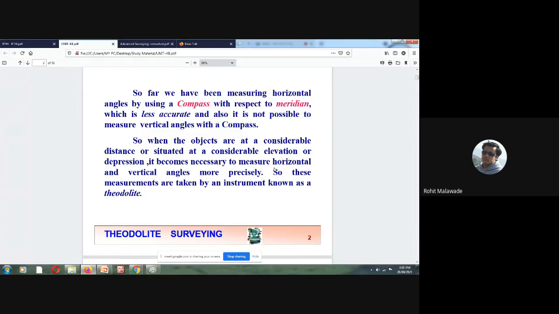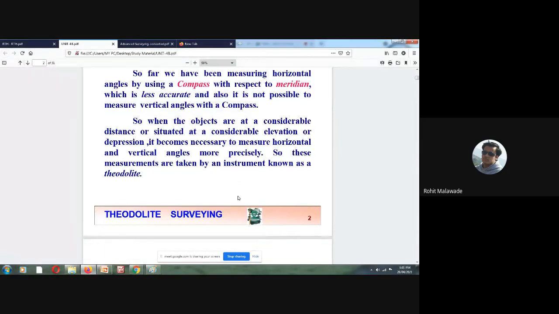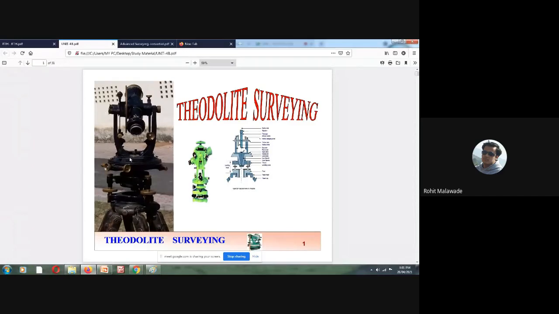That is the reason why we are using this particular theodolite, in order to measure both the horizontal and the vertical angle. The instrument we are going to use, with more precision and accuracy, we call a theodolite. I repeat, what is a theodolite? It is the instrument used to measure the horizontal and the vertical angles with precision and accuracy. I hope you are getting it.